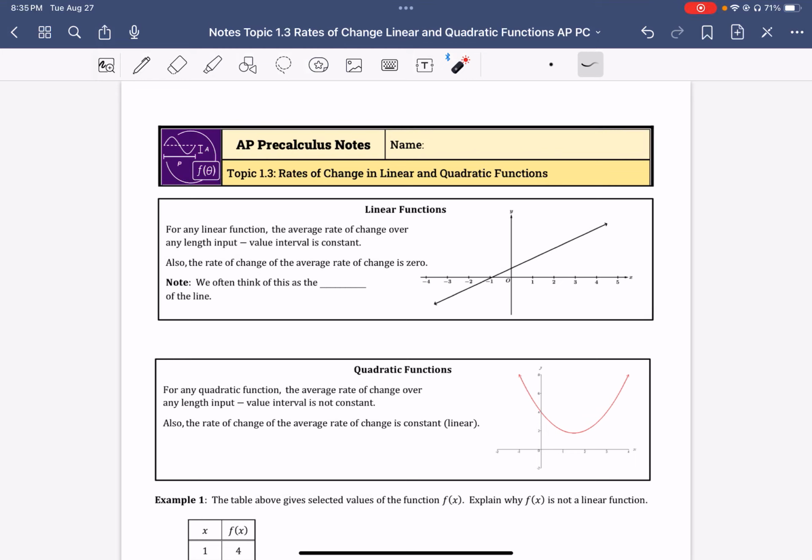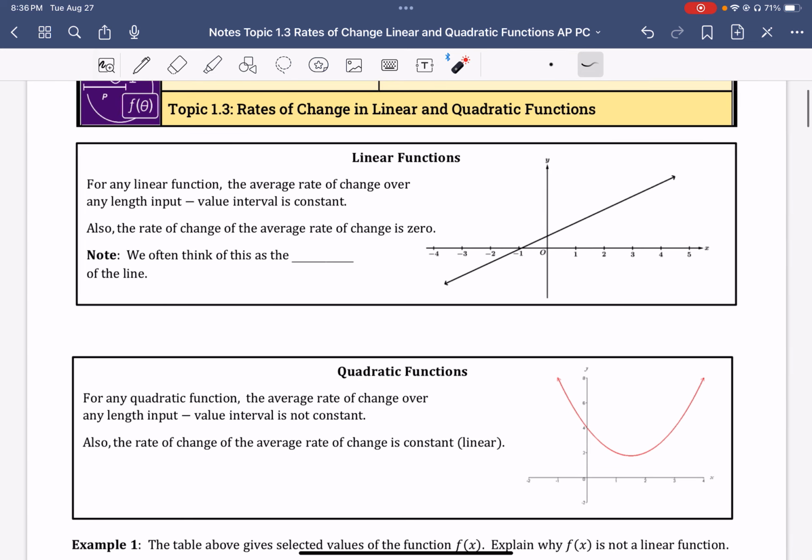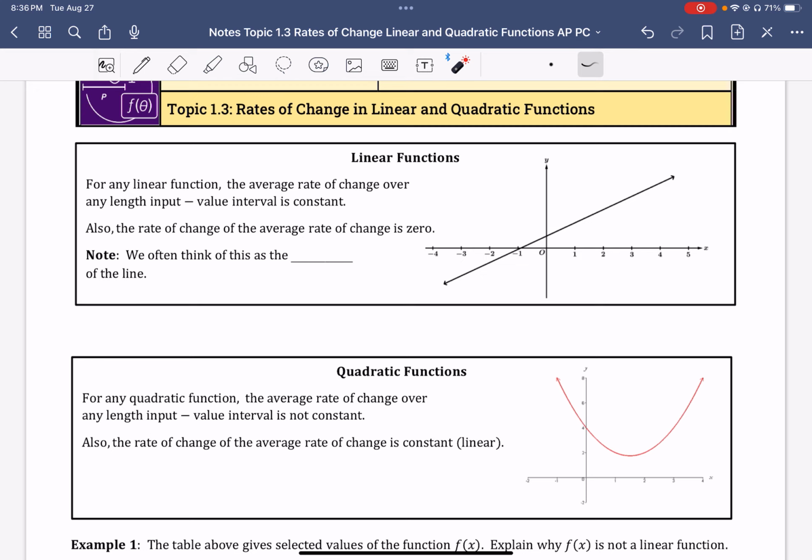Hey you guys, today we're going to be talking about topic 1.3. It's called the rates of change in linear and quadratic functions. To start off, for a linear function, the average rate of change over any length input value interval is constant. Also, the rate of change of the average rate of change is 0.